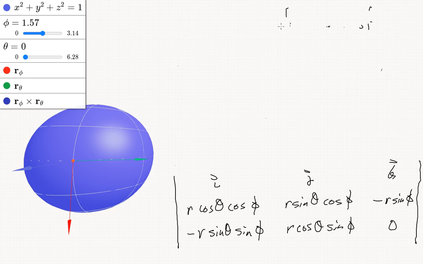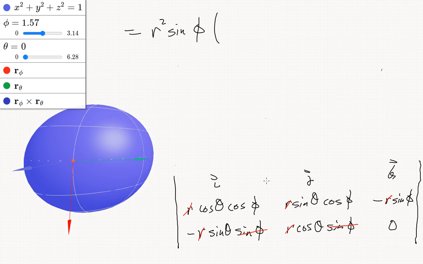We can pull out an r sine phi from the bottom row. So this is r sine phi. We can also pull out an r from the second row. So it's r squared sine phi.